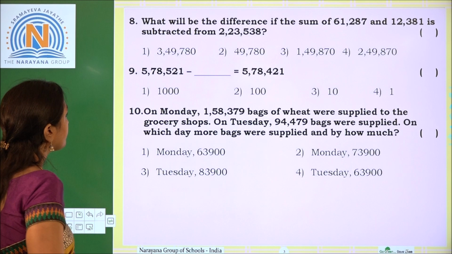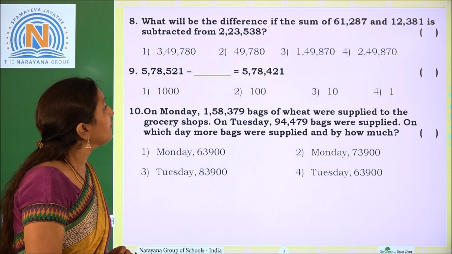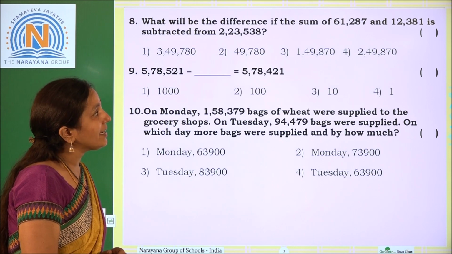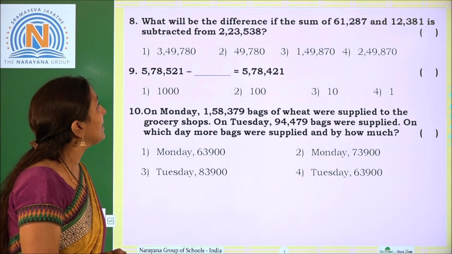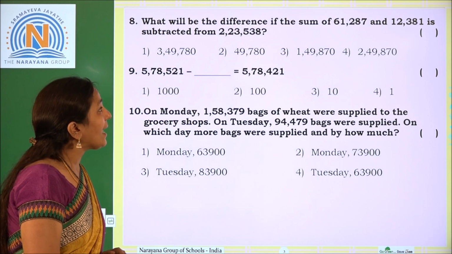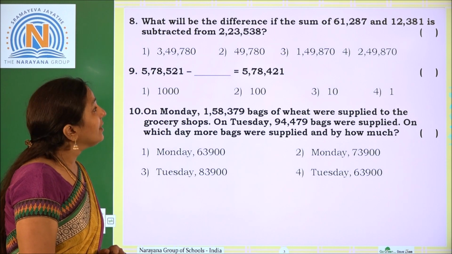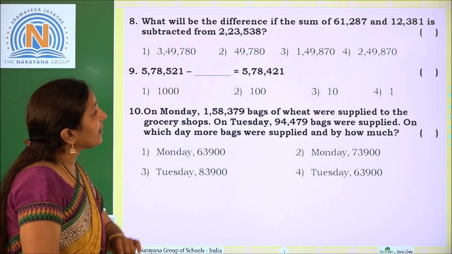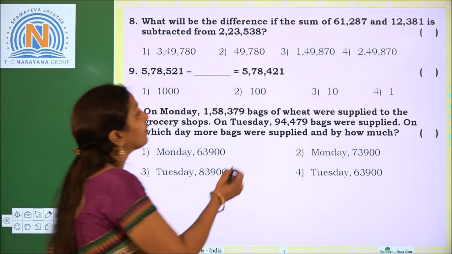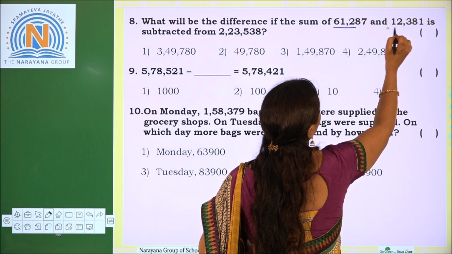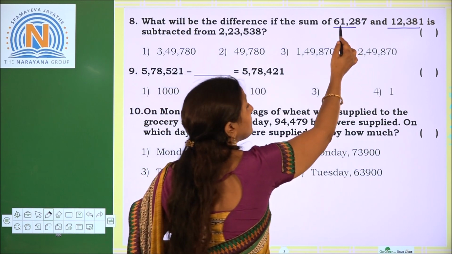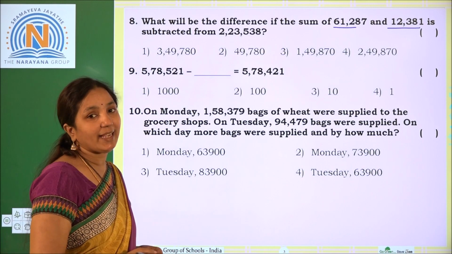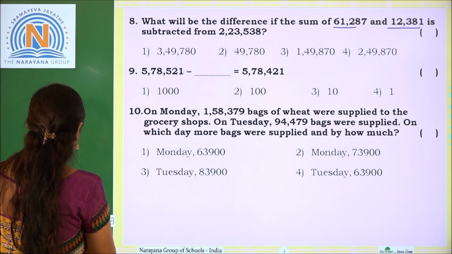Next one. What will be the difference if the sum of 61,287 and 12,381 is subtracted from 2,23,538? So what we have to do here? So first we have to add these two numbers. Then we have to subtract this sum from this number, means 2,23,538. So what are the given two numbers here?